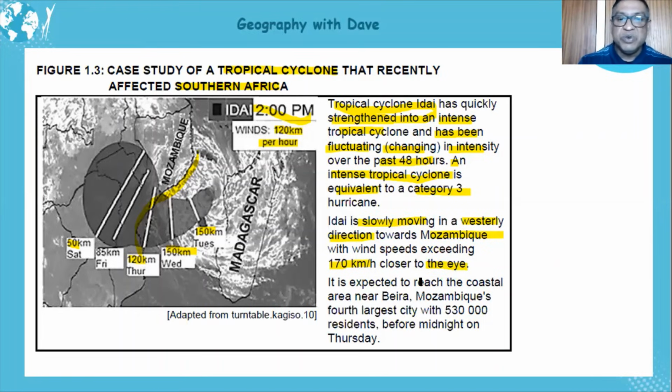We're reading into this, and I promise you, you will get some answers from this. It is expected to reach the coastal area near Beira, Mozambique's fourth largest city, with over 530 residents before midnight. Whoa. We're going to have some negative impacts there. Okay, can you see we explored it? Now, we don't take so much time, and the more you practice this, the quicker you'll be able to identify things. So we built a whole story. We've got so much information. Okay, let's go to the questions, and then I'll look at the memo, what they want.